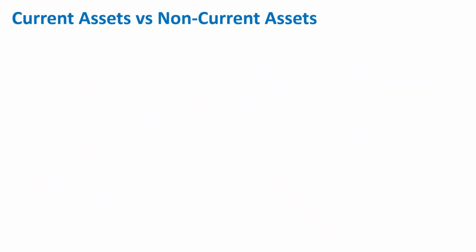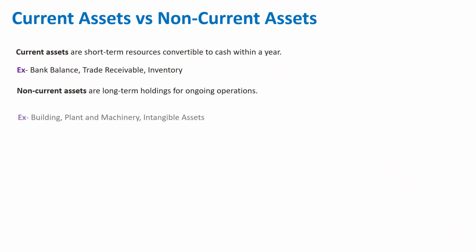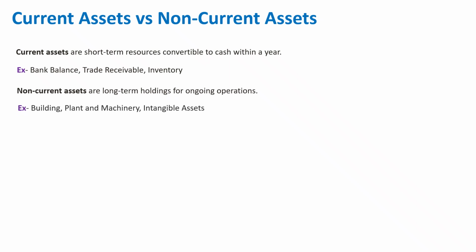Now let's understand from the accounting language point of view, what is the meaning of current assets and what is the meaning of non-current assets. So current assets are short-term resources convertible to cash within a year. Example, bank balance, trade receivable, inventory. Whereas non-current assets are long-term holdings for ongoing operations. Example, building, plant and machinery, intangible assets.